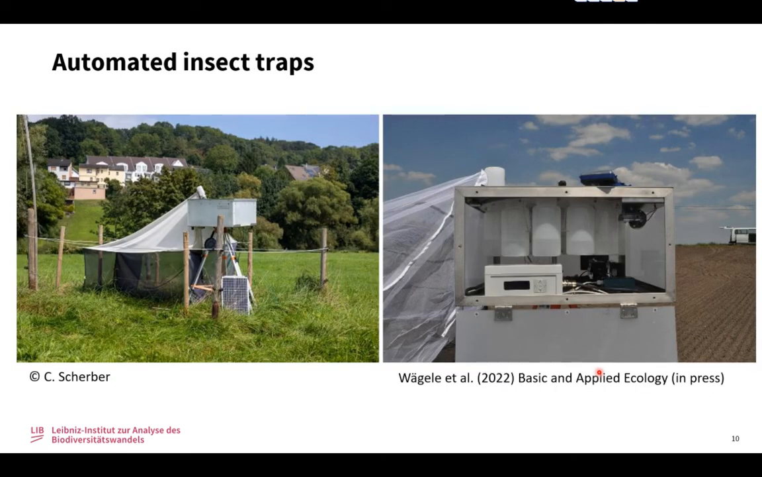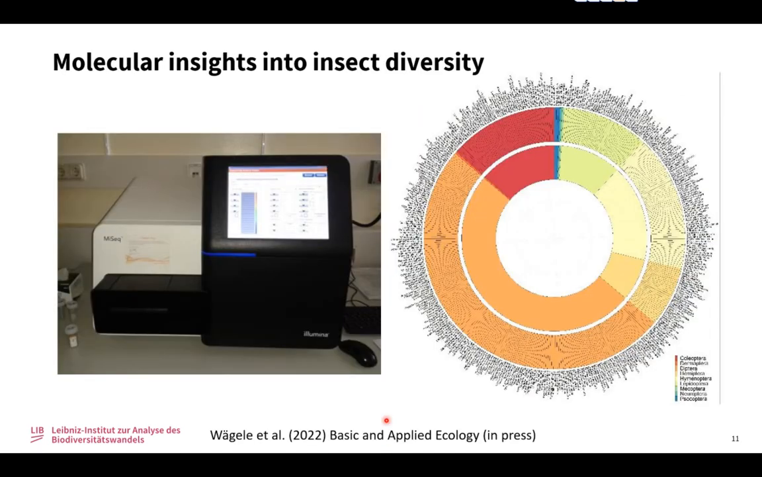Finally, you can use automated insect traps, such as these ones here. These are automated malaise traps where the insects fly in here and then they end up in a sampling vial. These sampling vials are then rotating at a given period of time, and you can extract information on which insects are present at which point in time. This is an example for what you get out of it. You can use DNA sequencing machinery on the bulk sample, and you get a whole range of information on the taxonomic composition and biodiversity of this sample out of it.